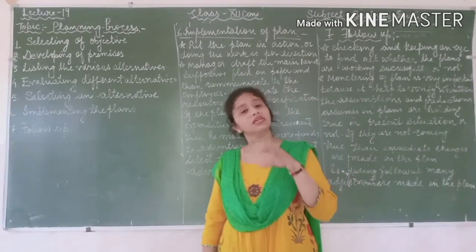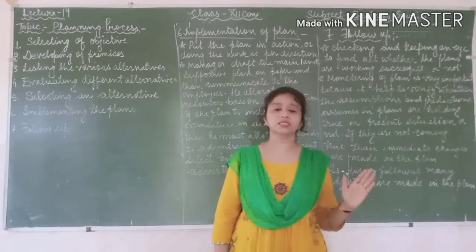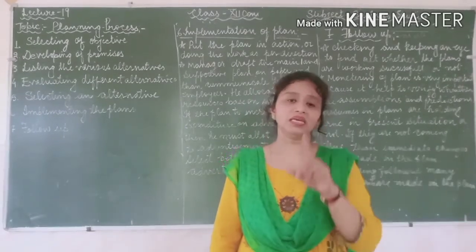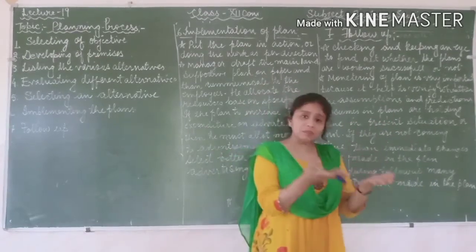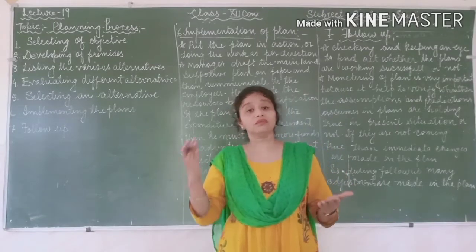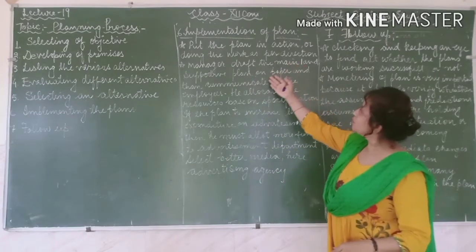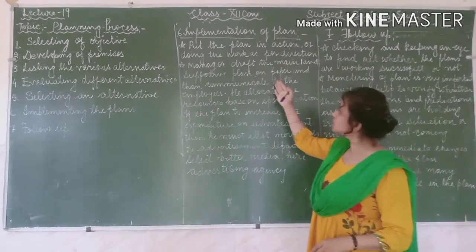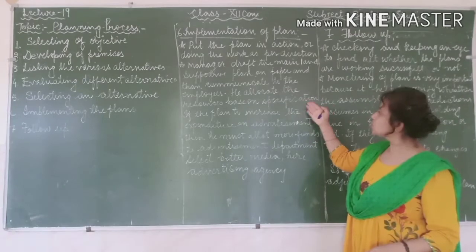Then when he drafts the main and supportive plan, he has to communicate it to the employees. Why? Because employees are the key sources. They are the people who actually make your paper plan into action, into the physical form, the real form. So the manager drafts the main and supportive plan on paper and then communicates to the employees. He allocates the resources based on specification.